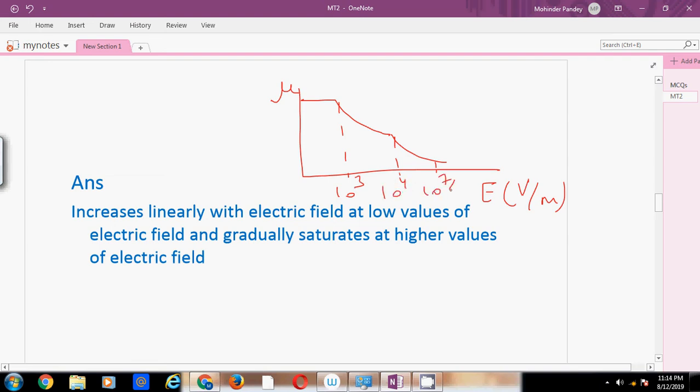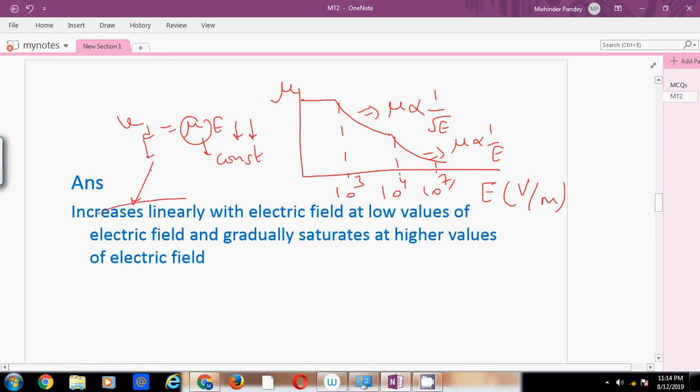So in this graph, this is the region where mu reduces to 1 by root E, and this is the region where mu is 1 upon E. So when Vd is equal to mu E, for low values of electric field, mu is kept constant and the drift velocity increases linearly with electric field, and gradually saturates. When E is very high, then mobility reduces gradually and the drift velocity saturates. So this is the answer.